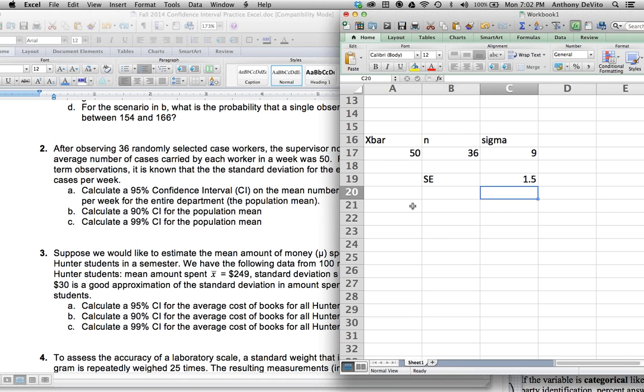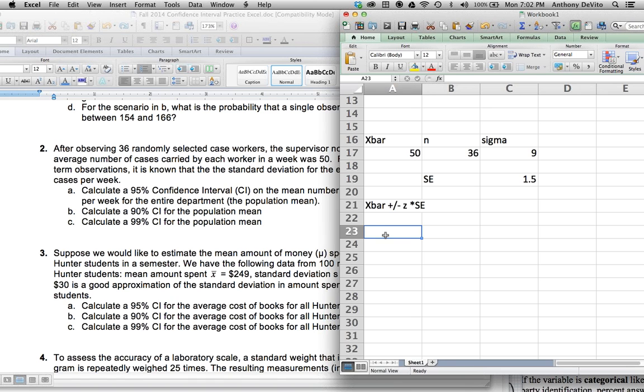Divided by 6, 1.5. Okay, so let's take a look at our 95% confidence interval. It's going to be equal to X bar plus or minus the z-score that I'm going to apply, and the z-score is going to depend on my level of confidence, times the standard error. Okay, now, only thing is here, we're asked several different confidence intervals.